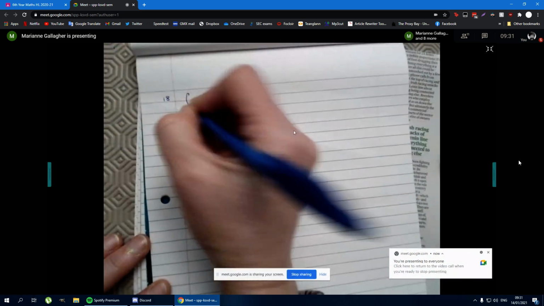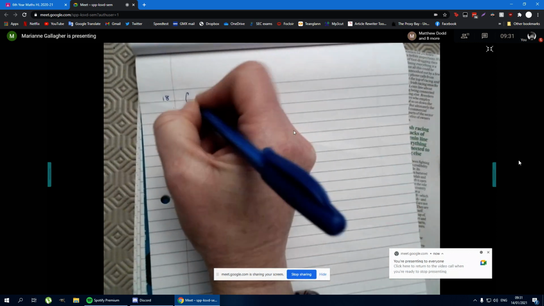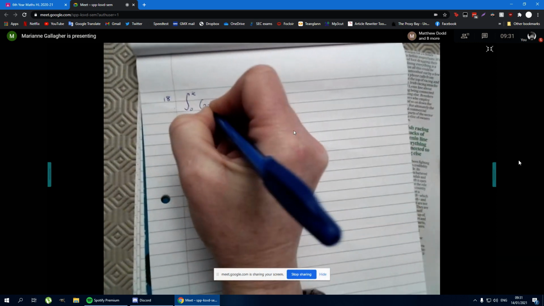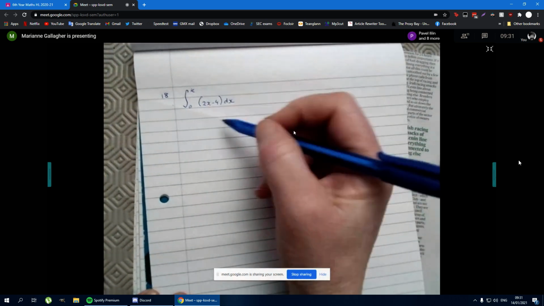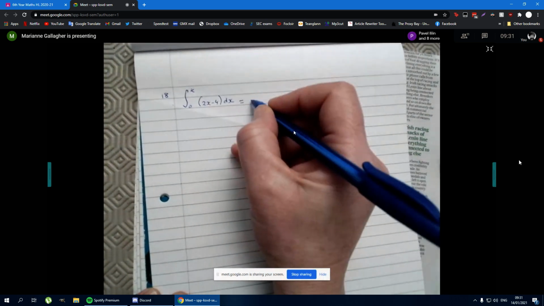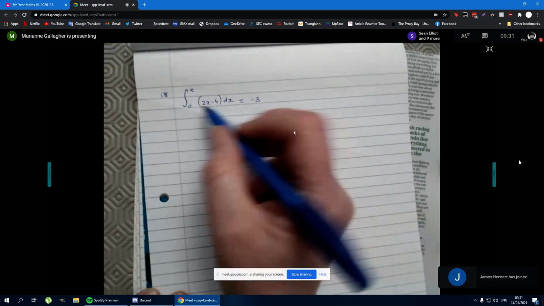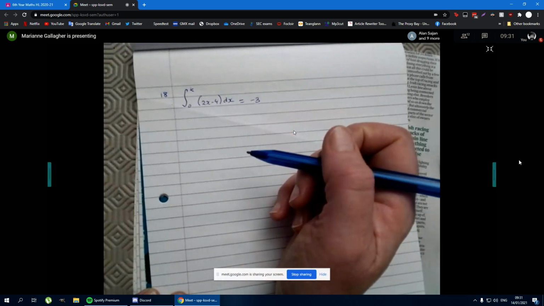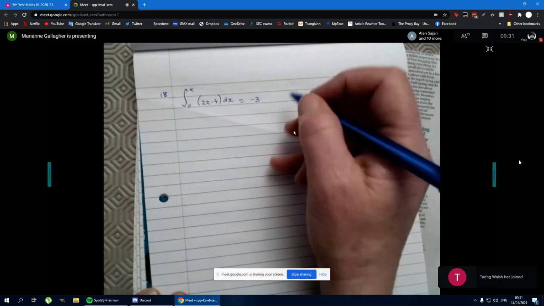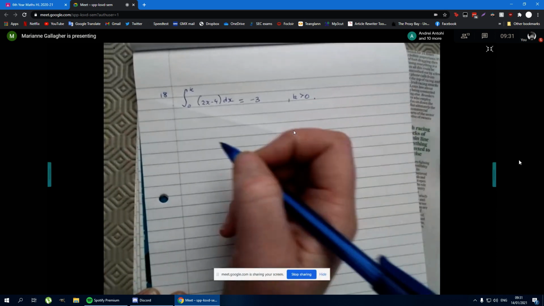Okay, so we've got the integral from 0 to k of 2x minus 4 dx. And they're telling us that after we do the subbing, that's going to equal -3. Because remember, this is a definite integral. And so when you integrate it, do your substitution, your answer should be -3. And they also say the k should be greater than 0. And we'll see why that is in a minute.